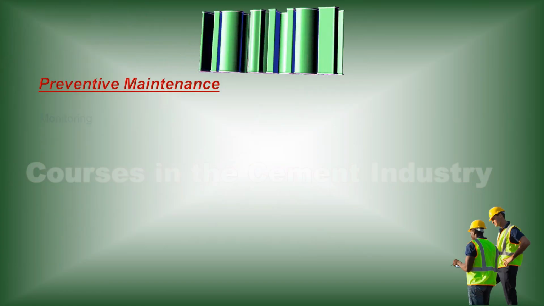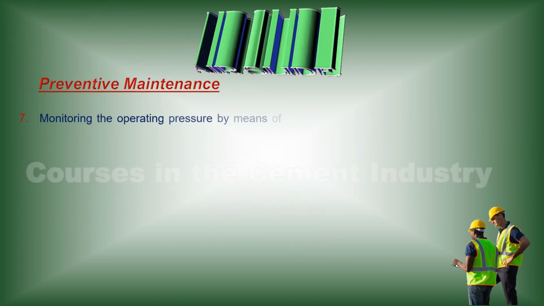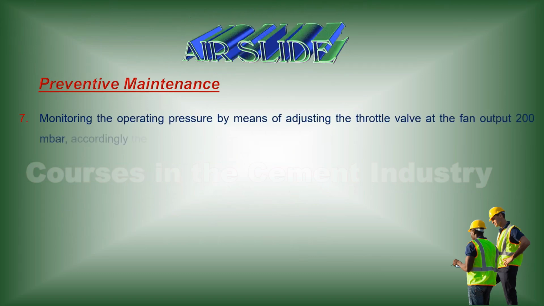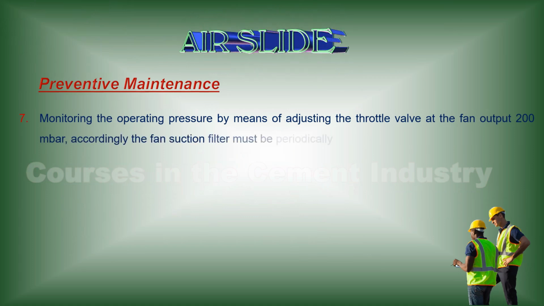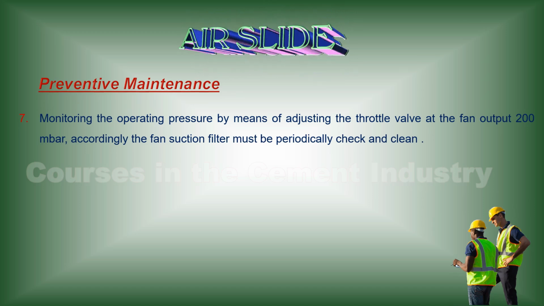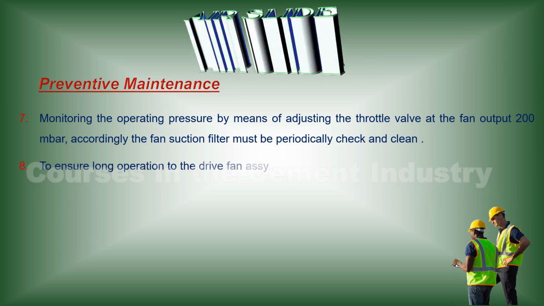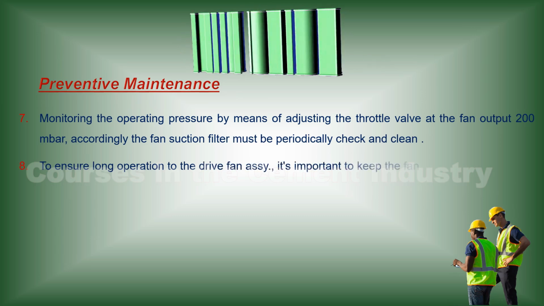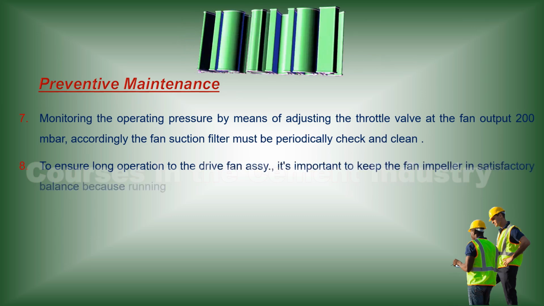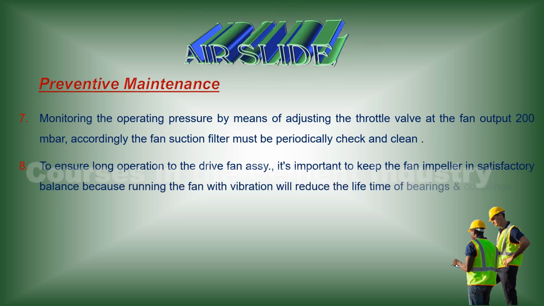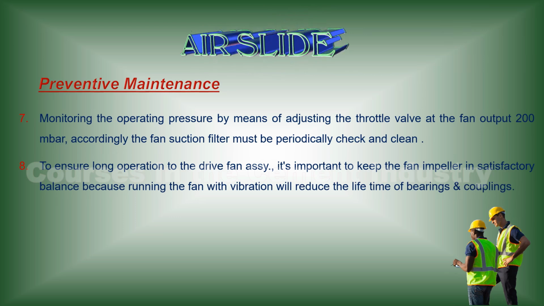7. Monitoring the operating pressure, by means of adjusting the throttle valve, at the fan output 200 millibar. Accordingly, the fan suction filter must be periodically checked and cleaned. 8. To ensure long operation of the drive fan assembly, it's important to keep the fan impeller in satisfactory balance, because running the fan with vibration will reduce the lifetime of bearings and couplings.